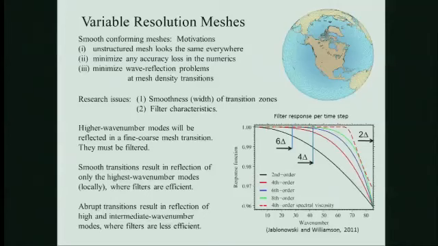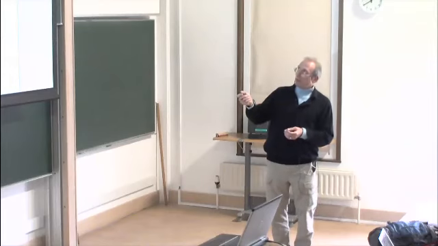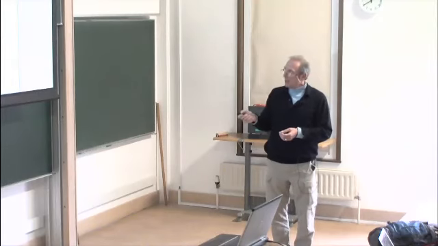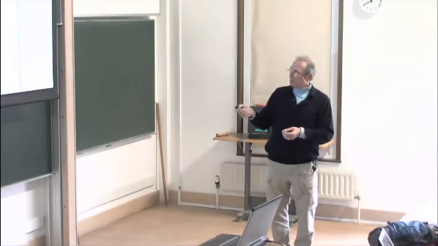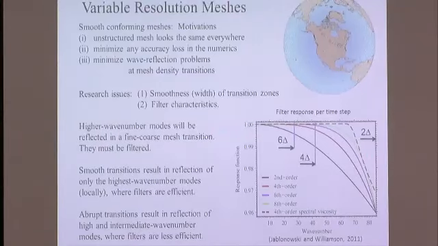If you think about a smooth transition as opposed to a very abrupt transition, in the smooth transition you're only halting or perhaps reflecting just a few wave numbers as a disturbance moves from the fine to the coarse mesh. So our filters are very efficient down in this wave number regime.